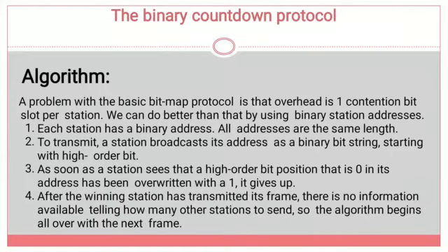After the winning station has transmitted its frame, there is no information available telling how many other stations want to send. So the algorithm begins all over with the next frame. That means once the winning station's data transmission is successful, the other stations will start transmitting data from step 1 onwards.